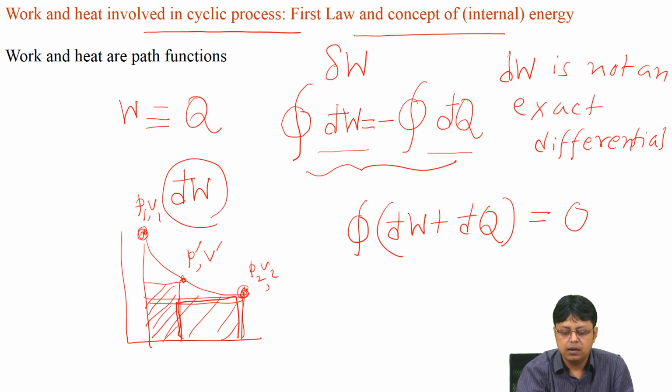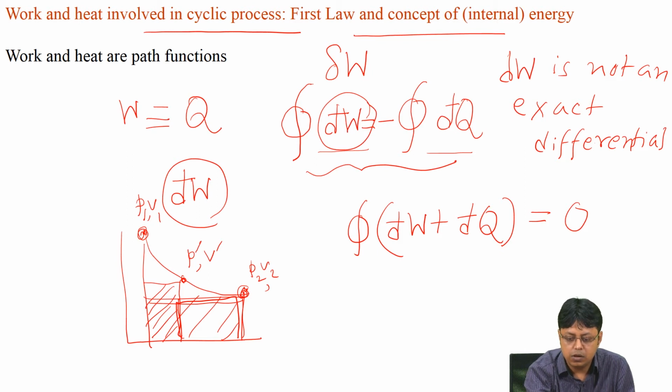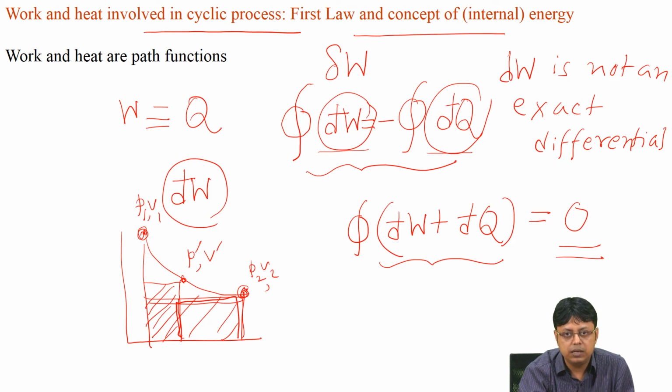What we see here, although d cross w individually depends on the path of the system, d cross q also depends on the path of the system. If we take their addition, that does not depend on the path of the system, that will be always 0. So, 0 means whichever path we take, since it is always 0, that means their combination, that sum differential has to be a state function which does not depend on the path of the system. That state function we call it as du.